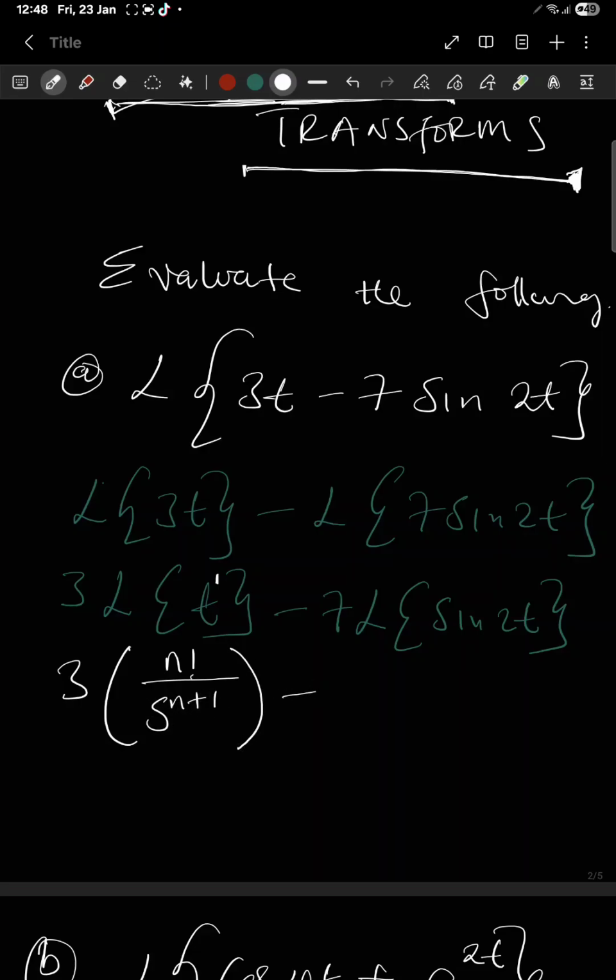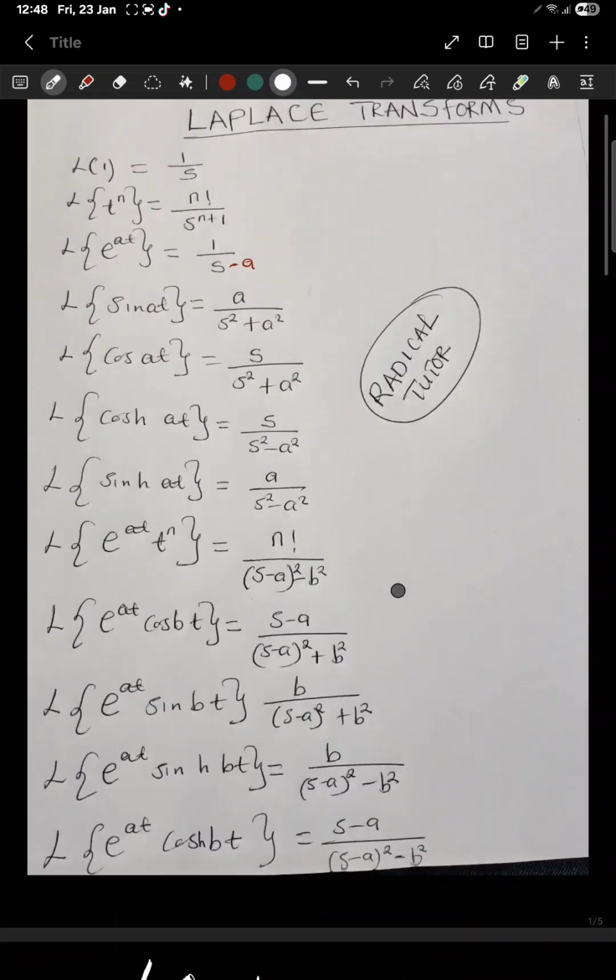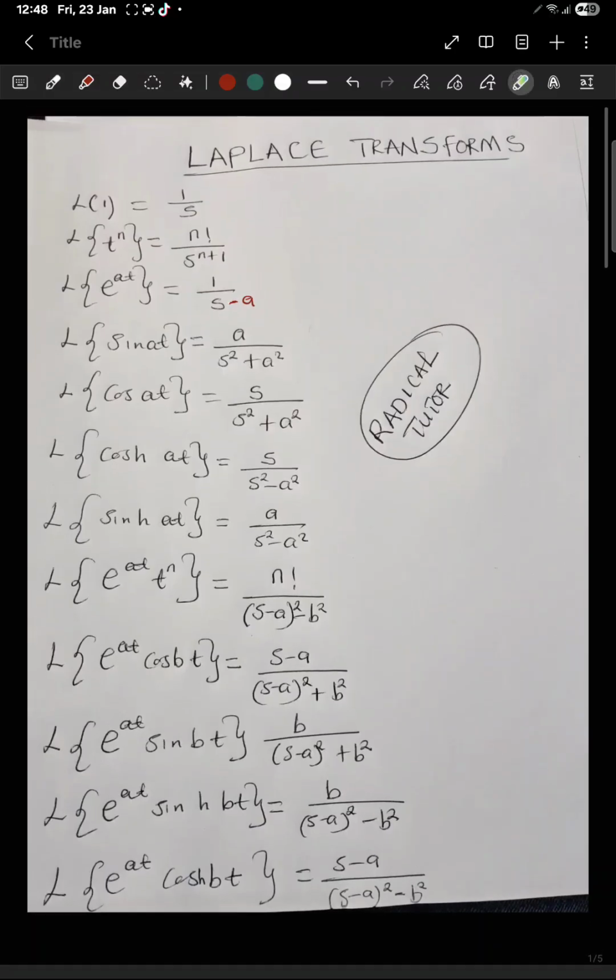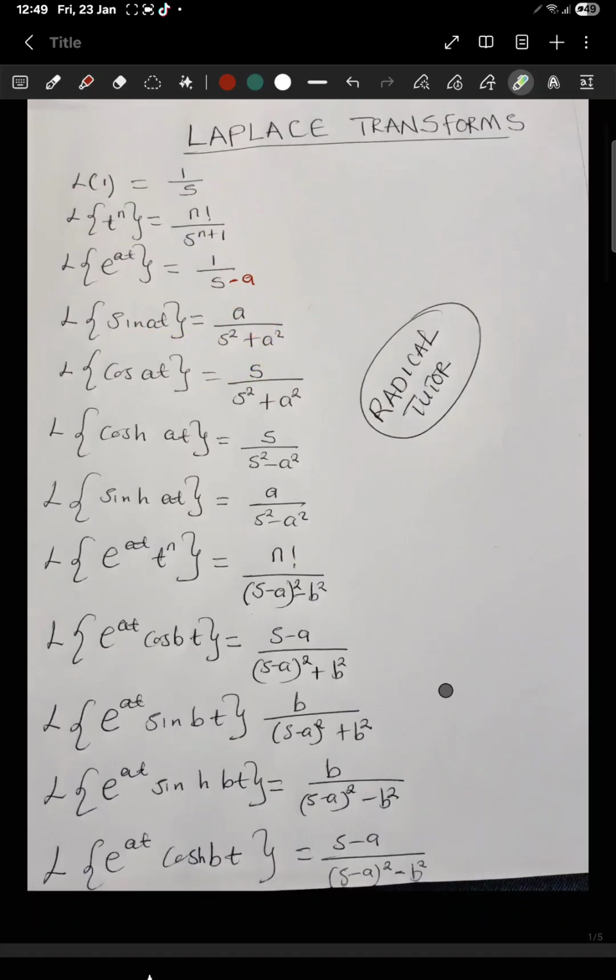Then minus, you can also do the same here. You say 7, the Laplace of sine 2t is given as you go and check on your Laplaces. Do we have any Laplace of sine? Yes, it's this one here. And the 2 is this a that is given. So Laplace of sine at, where a represents any constant put in the question, the transform that you get is a over s squared plus a squared.